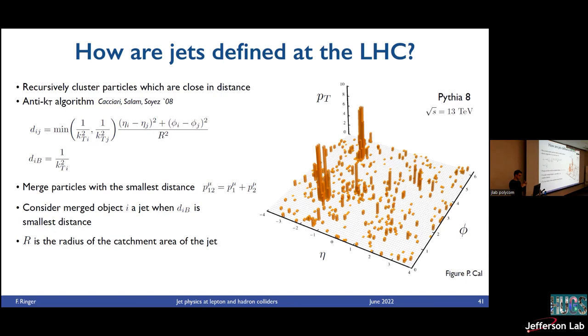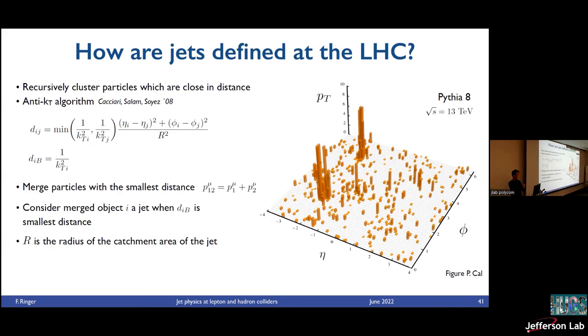But what we have is a long list of pairwise distances, right? And we find the pair of particles that has the smallest distance, and we group those particles together. The way we group them together is we just add their four momenta into a new combined object with a new four momentum, right? That's just the sum of the two four vectors. And then we remove the two particles that we merged from the total list, and we add the new merged particle. Okay, so that's basic.